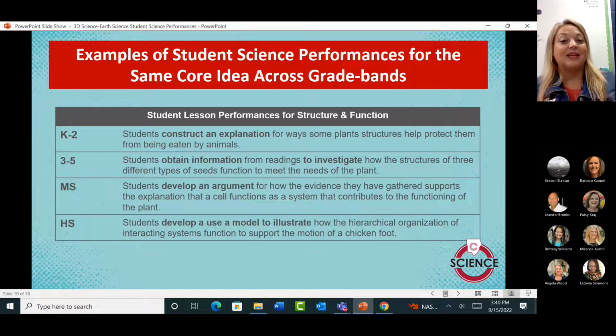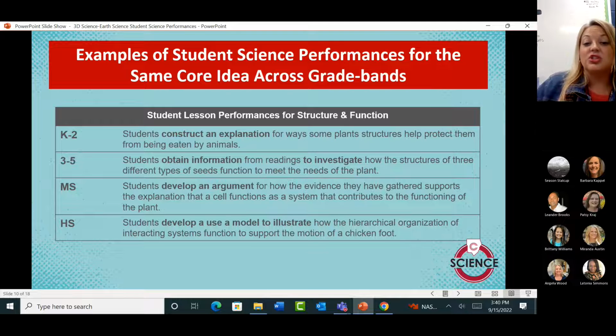Third through fifth, same idea, structure and function. Students are going to obtain information from readings to investigate how the structures of 3 different types of seeds function to meet the needs of the plant. All right, so we're taking that rigor up a notch, and we're not just constructing an explanation, we're gathering information from actual readings and then doing an investigation. Middle school, students develop an argument for how the evidence they have gathered supports the explanation that a cell functions as a system that contributes to the functioning of the plant.